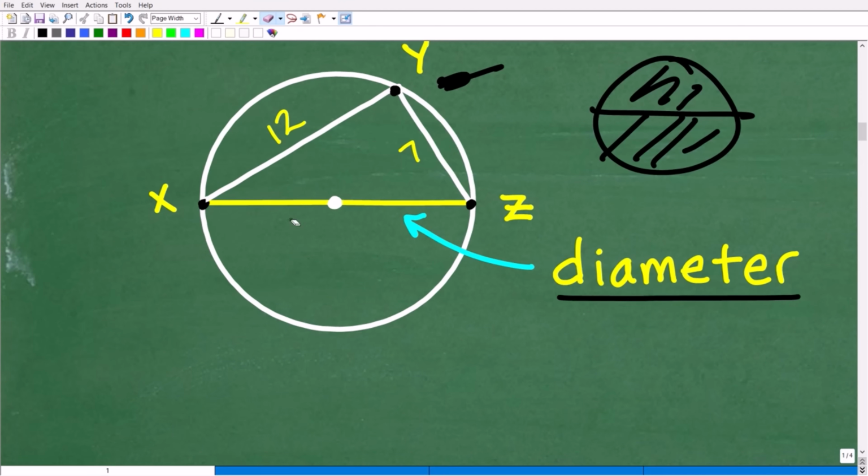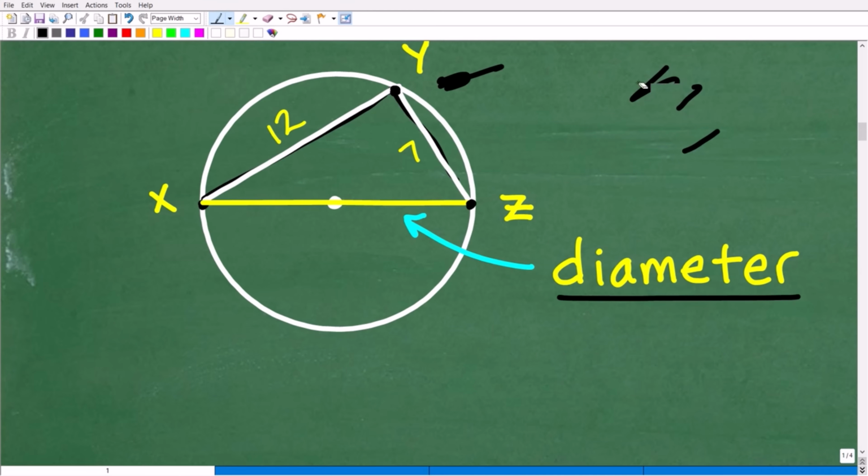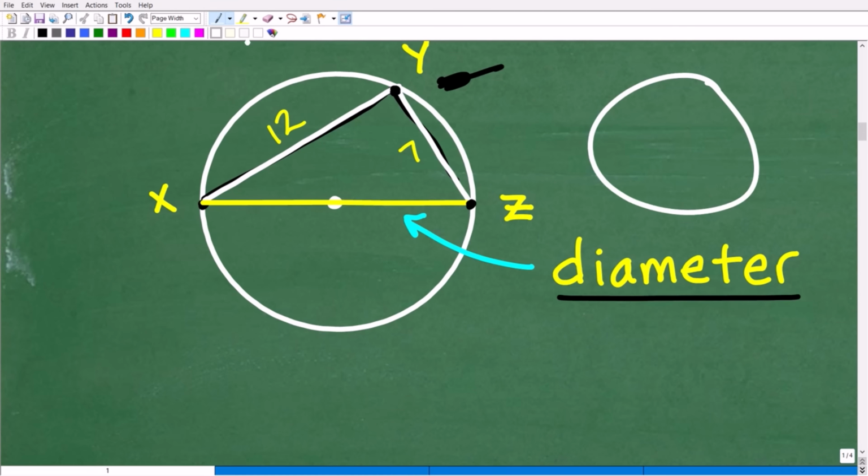Let's go back to this figure here and see why we are dealing with an inscribed angle. So let's just forget about the diameter for a second and focus on the edges of the triangle. Let me draw this out this way. These two sides, the 12 and the 7, could look like this. Okay, so here's 12 and here's 7. But let's just look at this simple figure.